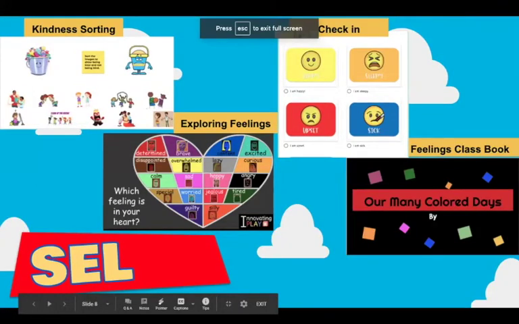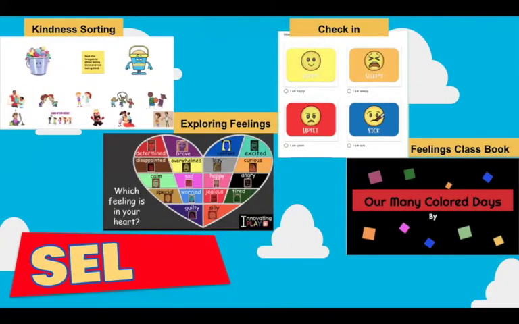And we know the value of SEL, especially right now, for our pre-K and kindergarten students that are going to school for the first time, and instead of in a building, it's going to be online. So we always want to make sure that we're checking in and helping build those relationships and social skills that they're going to need when they re-enter the classroom environment. So there is a jam here on kindness sorting. When I talk about a jam, I mean Jamboard. It's just one of those phrases that we use.